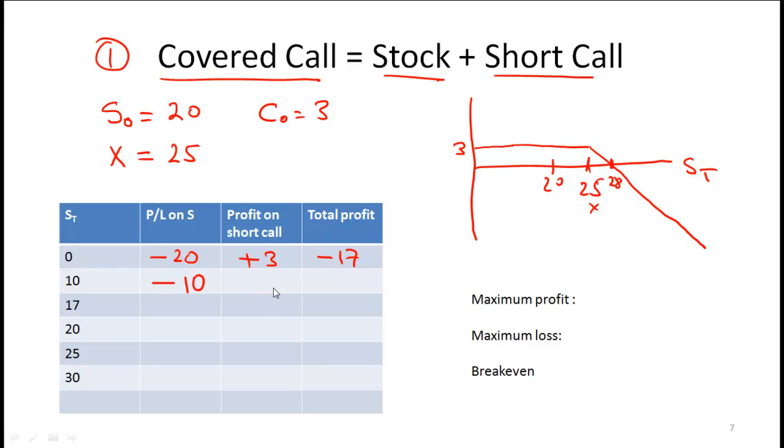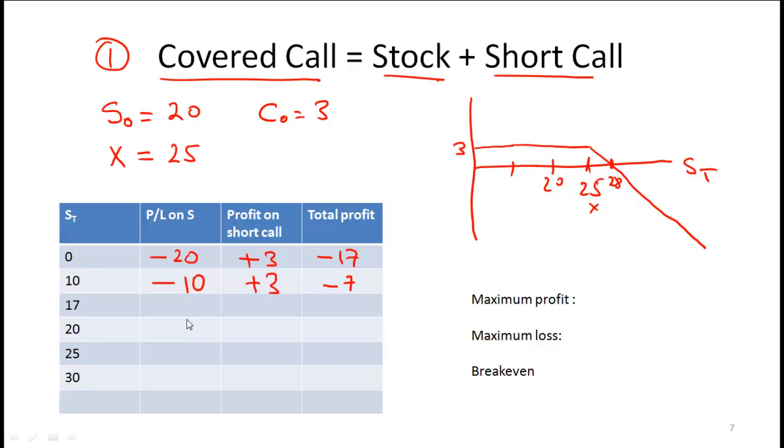The profit on the short call is still plus 3, because at 10 our call option is still out of the money. So as a short call, you simply made your money on the premium. So our total profit, actually we still have a loss here, a loss of 7.